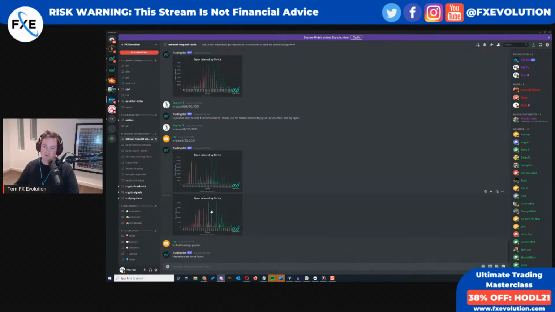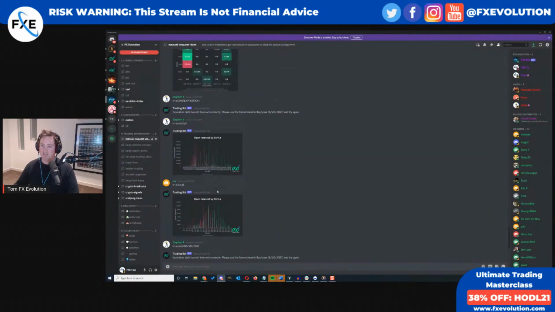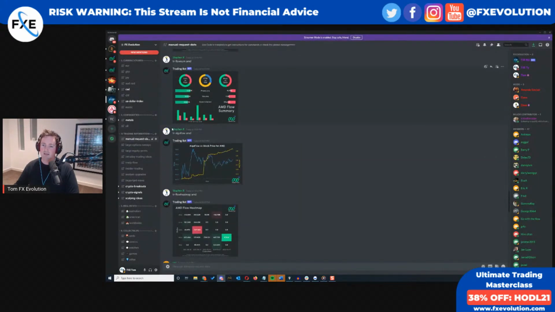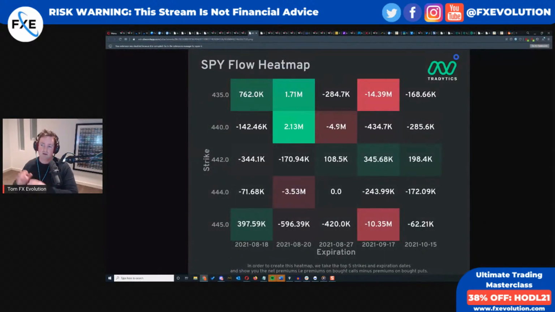Open interest by strike. Someone's requested this for whatever it is, and you can get all the heat maps, seasonality, etc. The good thing about this type of data, and I want to start showing this on the stream, is we're going to start bringing together seasonality, actionable data, heat map data, obviously big trades that are coming through, dark pool data, all this type of stuff that you guys probably don't know how to interpret correctly, because you can get all sorts of information now relatively cheaply.